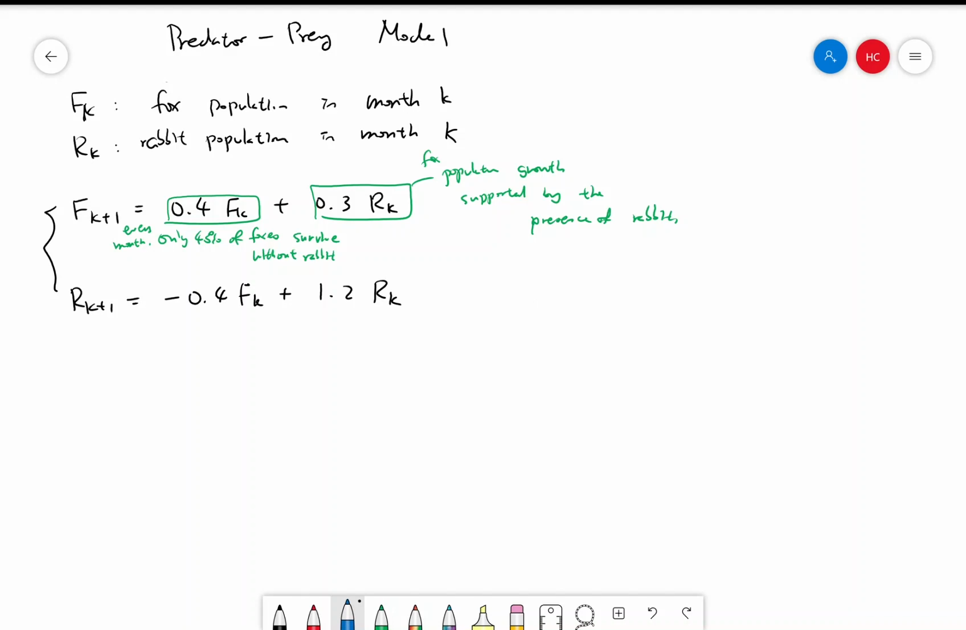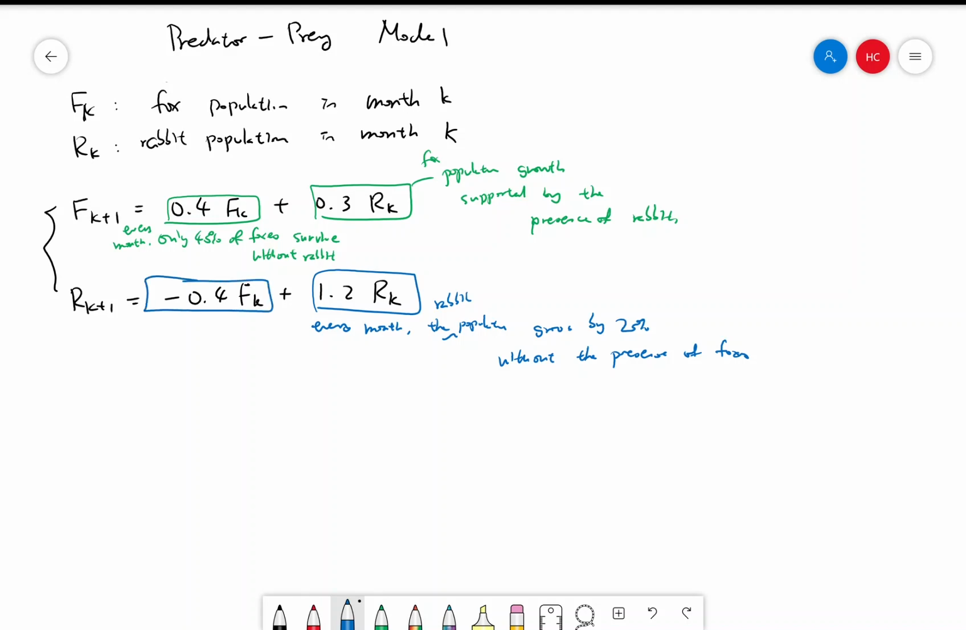All right, so those are the first equation, and then in the second equation, this term represents the rabbit population growing by 20% every month without the presence of foxes. So if there are no foxes at all, then every month the rabbit population grows by 20%. But some of them get eaten by foxes. So this is the rabbit population eaten by foxes. The more foxes there are, the more rabbits get eaten. So there is some sort of weird balance here. We want to see what happens after a long time.